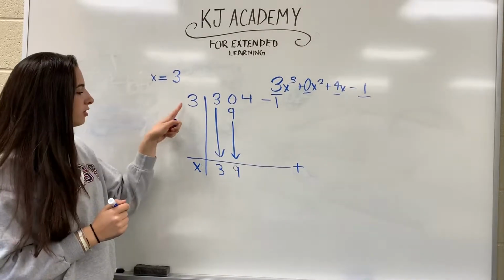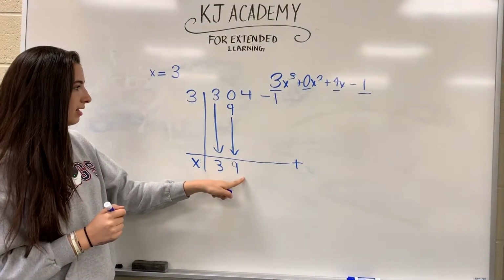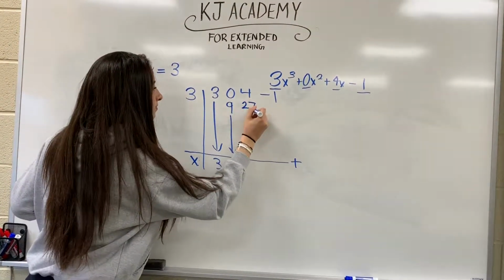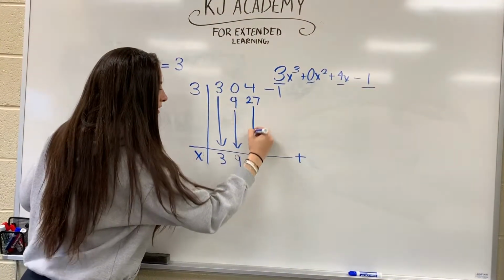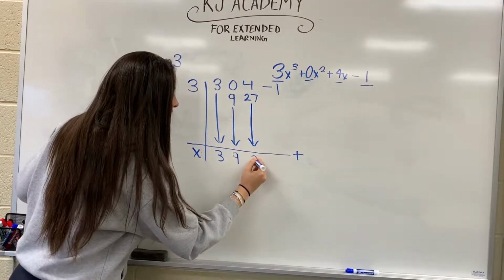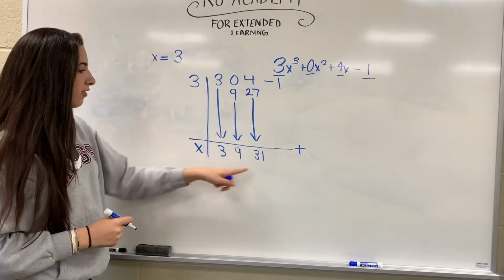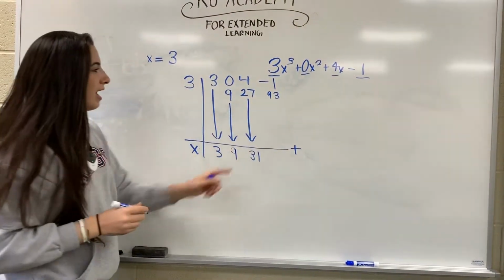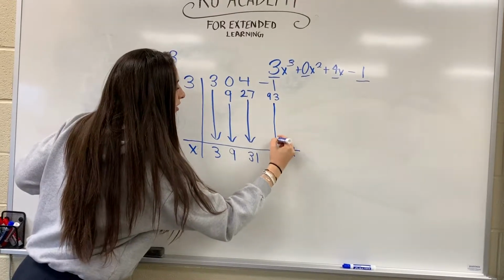And now you're going to do the same thing with this number. So you're going to take the 3 and multiply it by 9 to get 27, and you're going to place it under the third coefficient. And now 27 plus 4 gives us 31. And you're going to multiply 3 by 31, which gives us 93. And then negative 1 plus 93 gives us a remainder of 92.